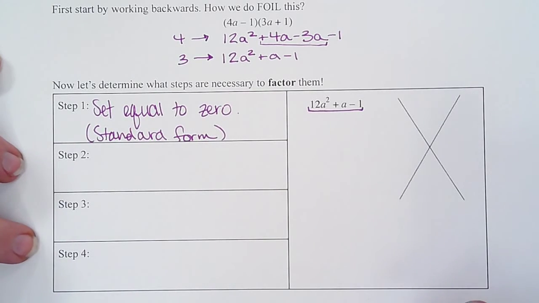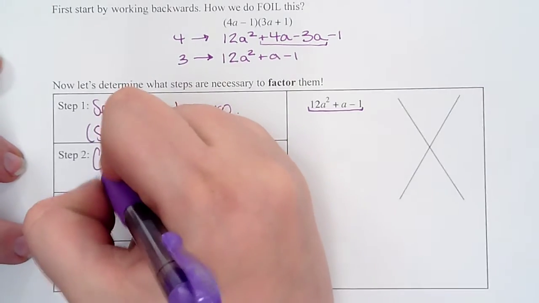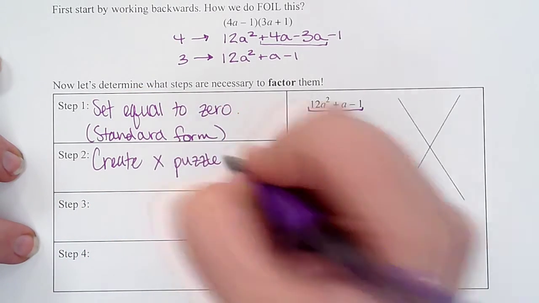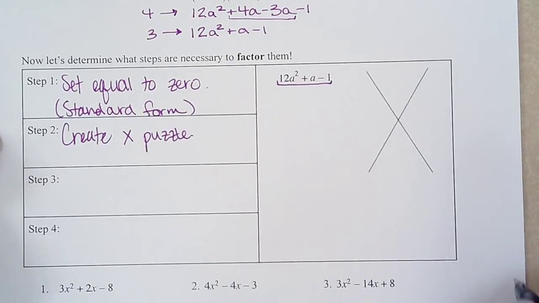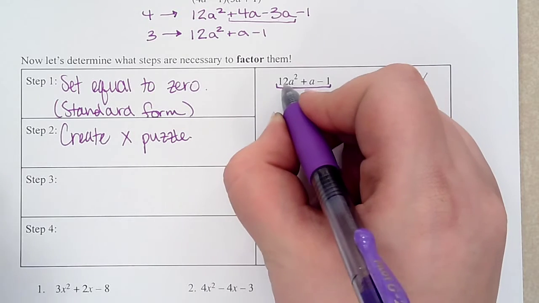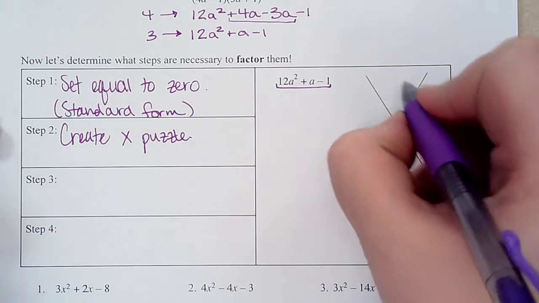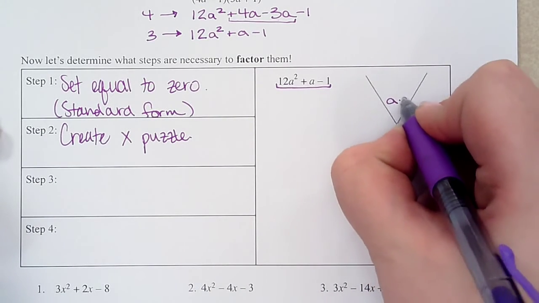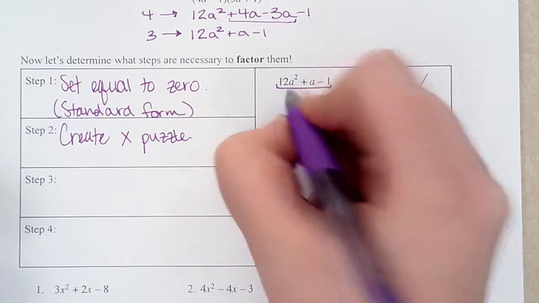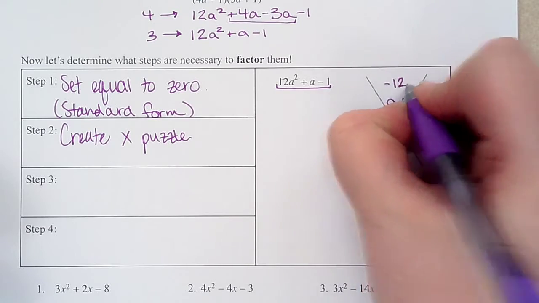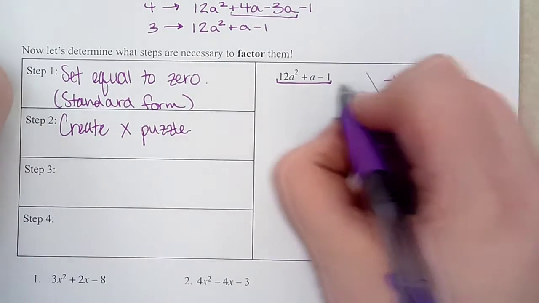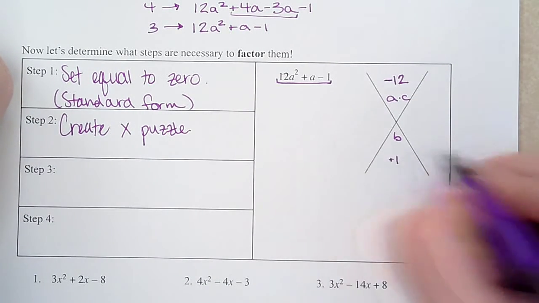Once I have done this, I'm going to create an X puzzle. Now, why am I going to use this X puzzle? Well, before we could just see what multiplied to C and added to B, but that's when there was a 1 in front. Instead, now we have to see what multiplies to A times C, but adds to B. So we have to take that A into account. We do that by multiplying A times C on the top. So negative 12 on the top and a positive 1 on the bottom.